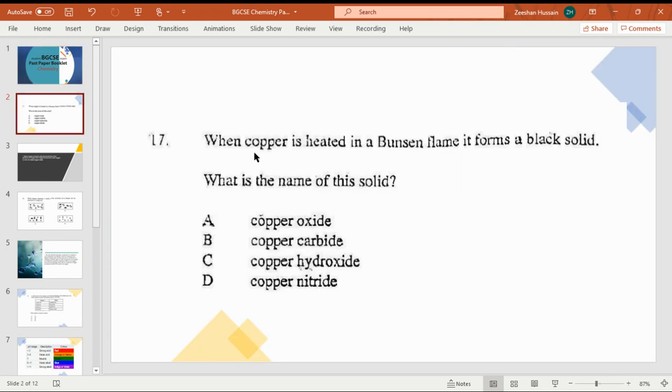when copper is heated in Bunsen flame, it forms a black solid. What is the name of this solid? Option A is copper oxide, B copper carbide, C copper hydroxide, D copper nitride.